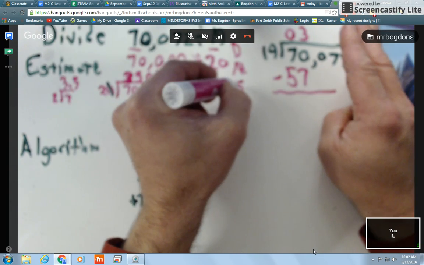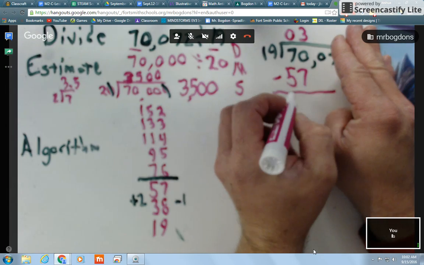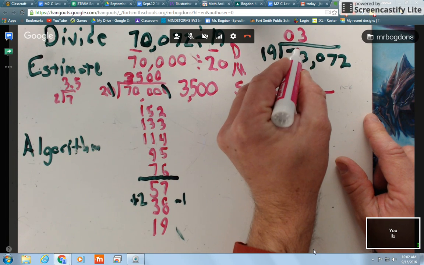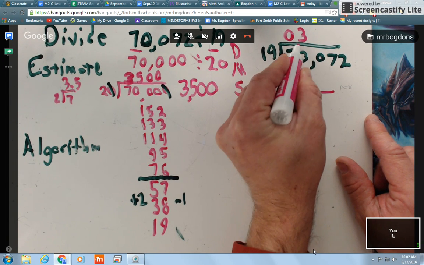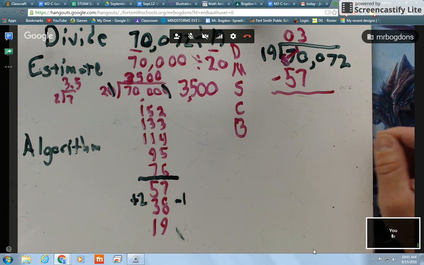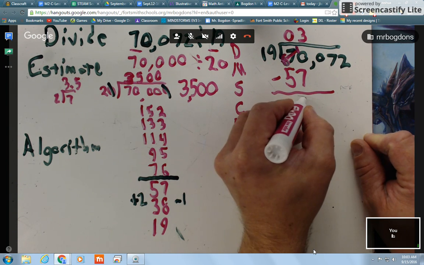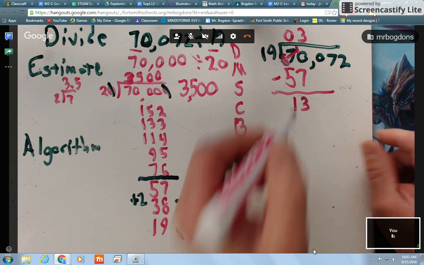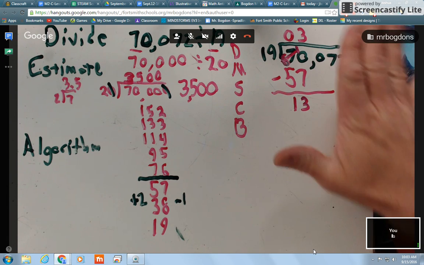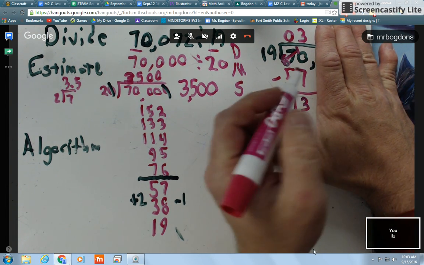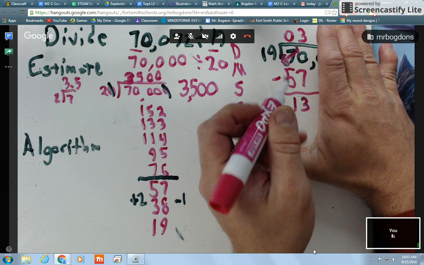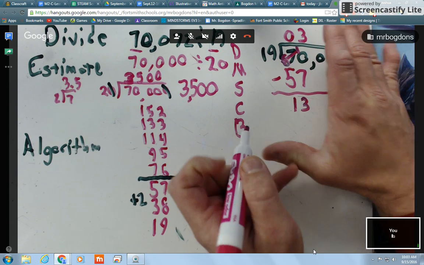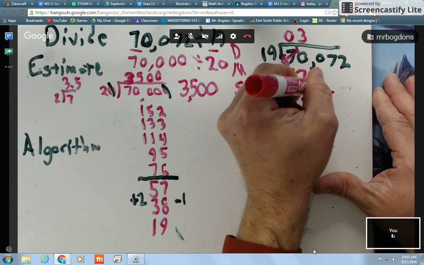Now I have to subtract. 57 is being subtracted from 70. So I know that I need to regroup. This becomes a 6. This becomes a 10. What is 10 minus 7? It is 3. And then what is 6 minus 5? 1. Okay. So now I'm asking myself, is 13 smaller than 19? That's my check. Now my bring down is my B. This 0 is going to be brought down.